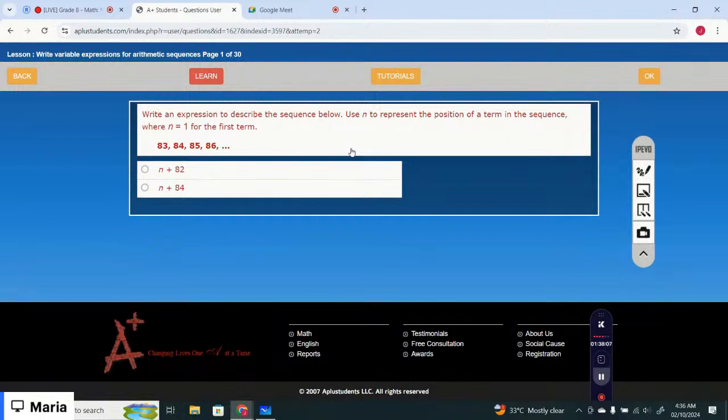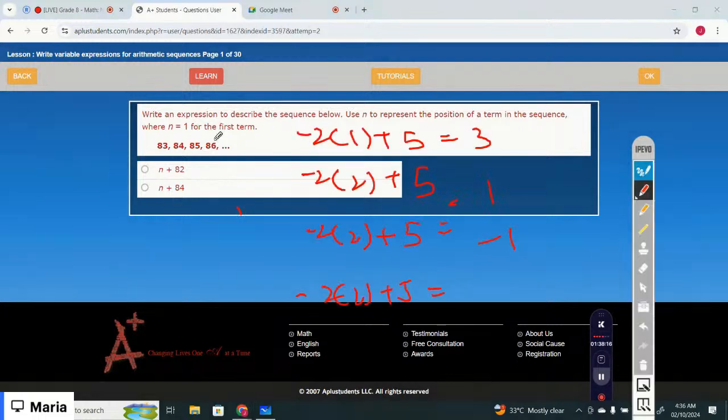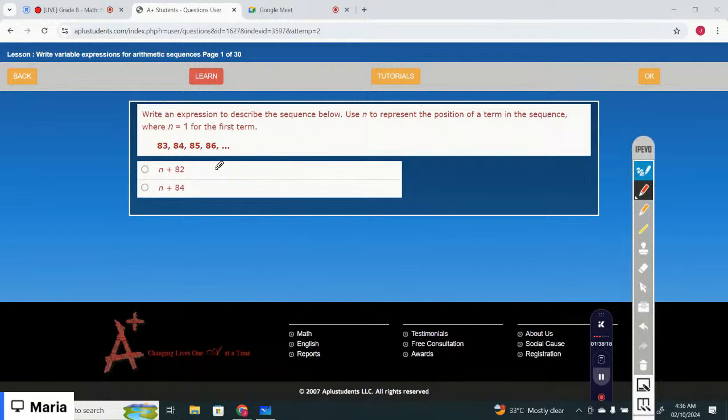You are given the sequence, that is 83, 84, 85 and 86. You need to write down the mathematical expression. Okay, now you are given two of them. Let's see which is the correct option. Start with the first one, n plus 82.